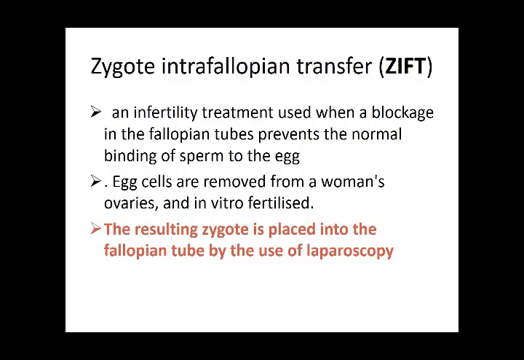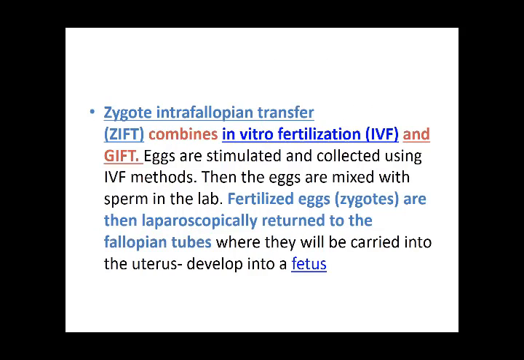You do it the way you do it in test tube babies, in vitro fertilization. You fertilize and then you place this in the fallopian tube, because then you are sure that the fertilization has occurred, and then you can place it in an area other than the ampulla of the fallopian tube. That is ZIFT. It combines in vitro fertilization and GIFT.